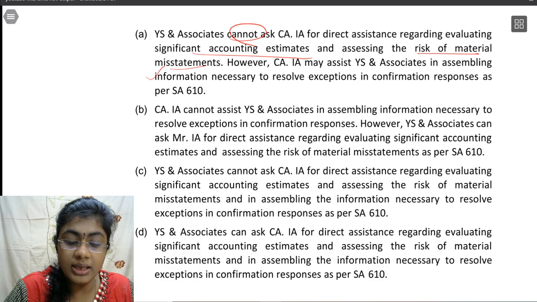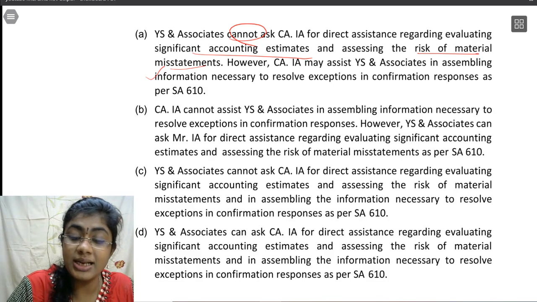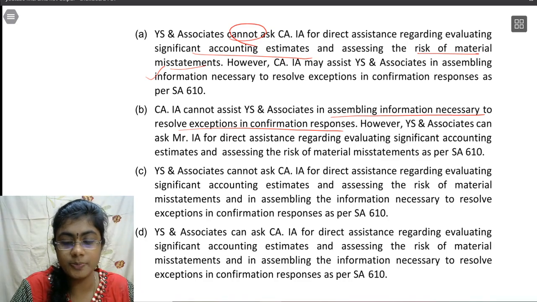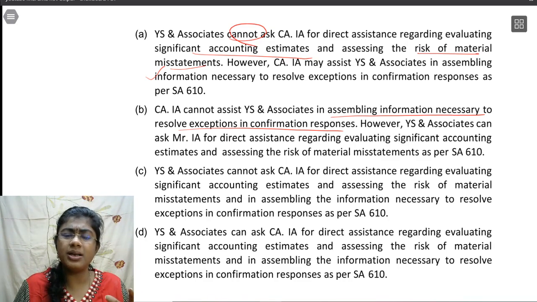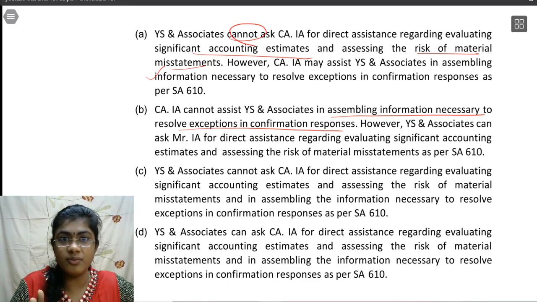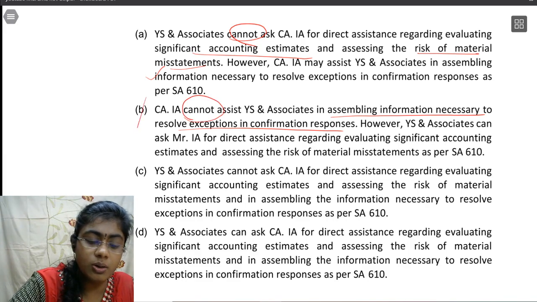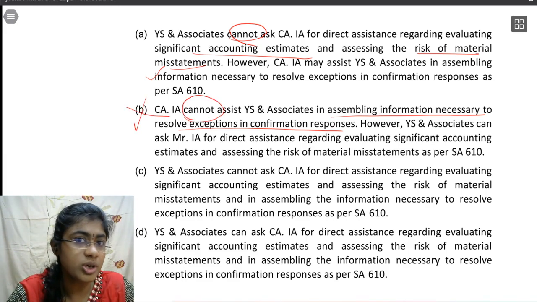CAIA cannot assist YS Associates in assembling the information necessary to resolve exceptions. See, assembling the information is only a routine process. The internal auditor is not going to send the external confirmation. He is just assembling some information. That is allowed. Here it says cannot. So you can strike off option B.